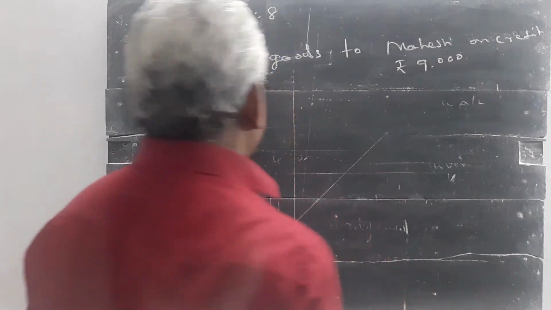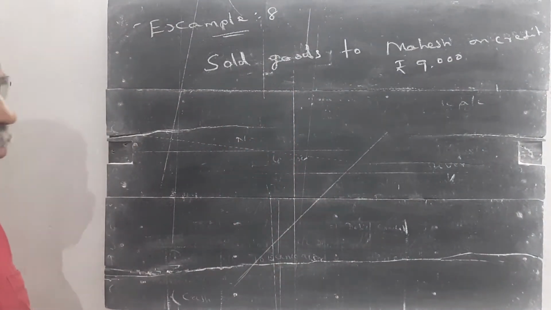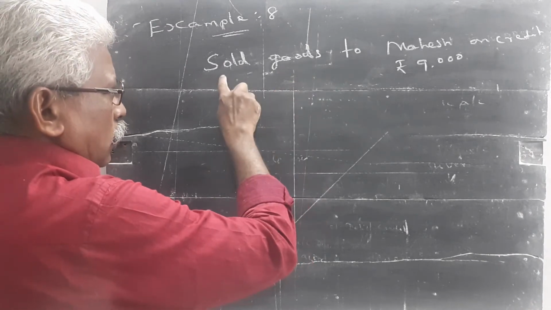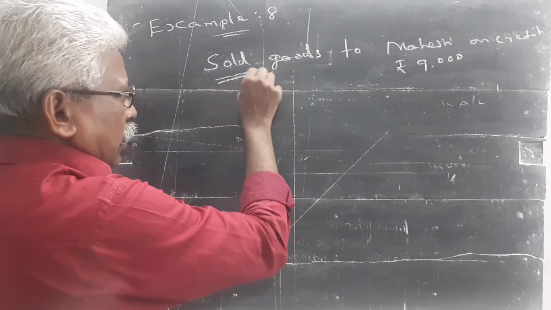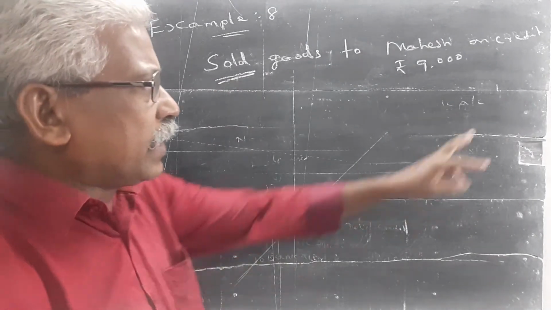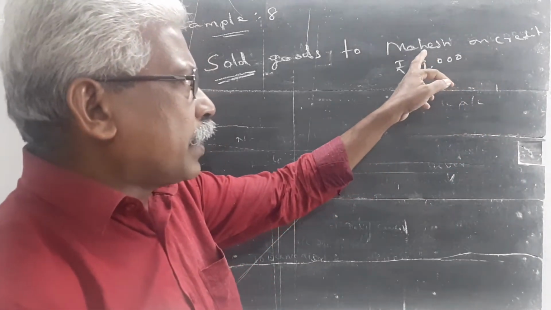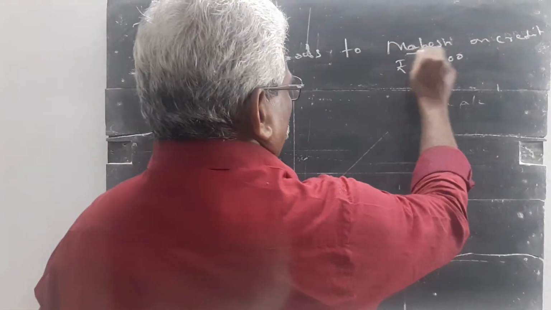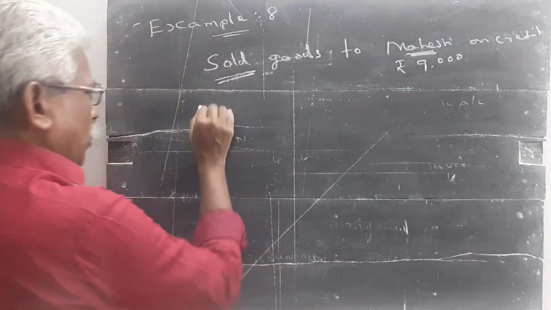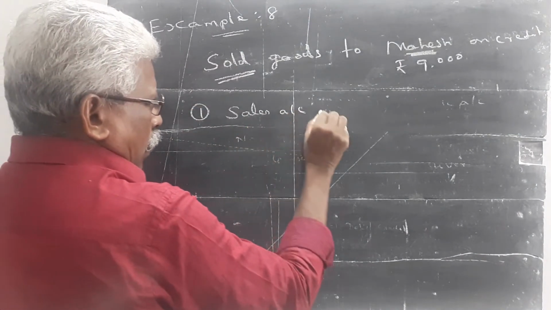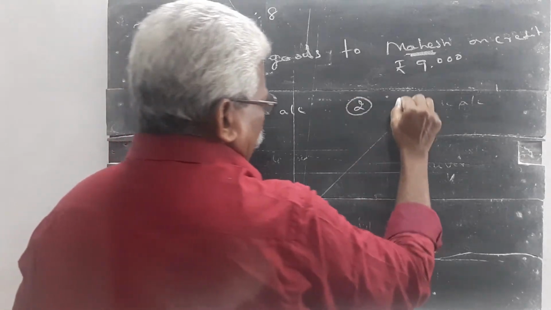Here, what are the two accounts? Goods account: we never use the word goods. Instead of goods, we can write sales account, not sold account, sales account. And we sold goods on credit. If the name is given, it is a credit transaction. So the second account is Magesh account. The two accounts are number one, sales account, and number two, Magesh account.